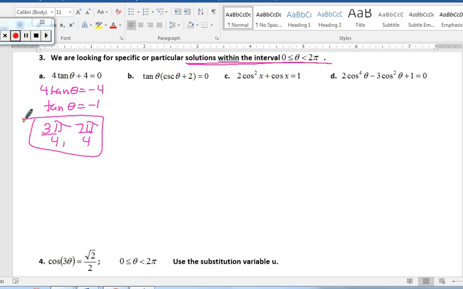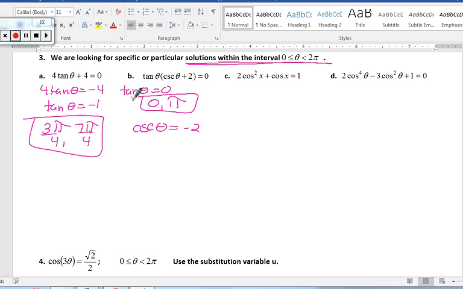If I look at problem B, it is already factored for me. So since that's a factor, I'm just going to put each piece equal to 0. And also cosecant theta would be equal to negative 2. So where is tangent 0? Remember, tangent's y over x. So that would be at 0 and pi, 2 of our solutions.